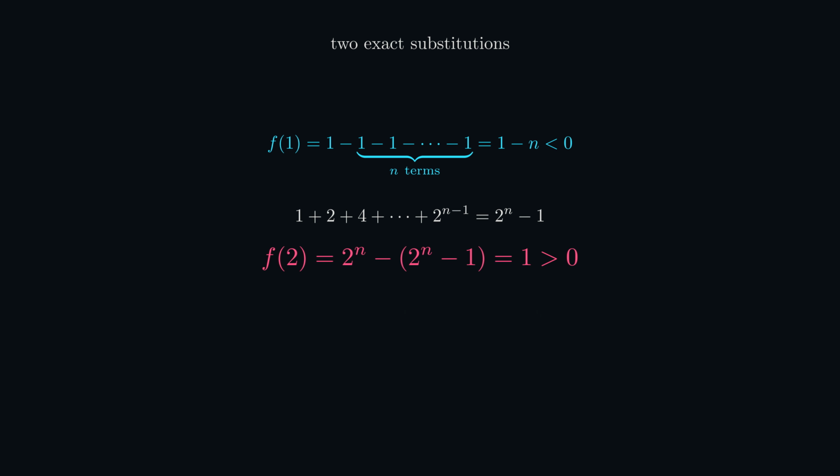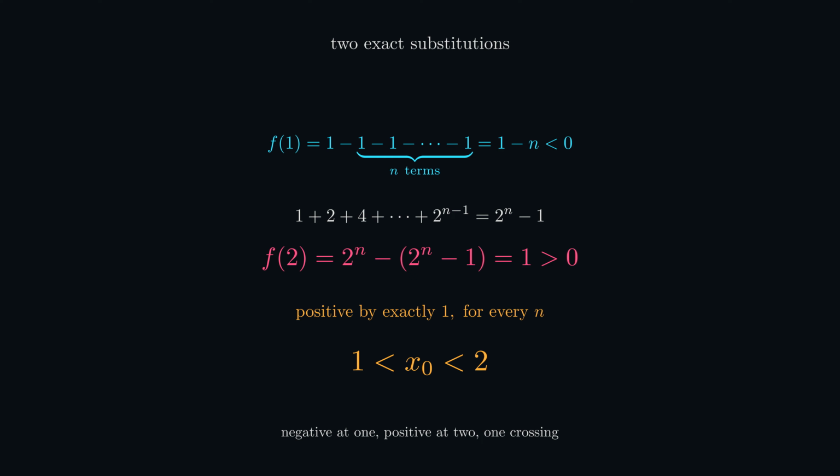Third claim, the solution sits between 1 and 2. 2 substitutions settle it, and both are exact. At x equals 1, every power is 1, so f(1) is 1 minus n minus 1 more times. That is 1 minus n, which is negative for every n at least 2.